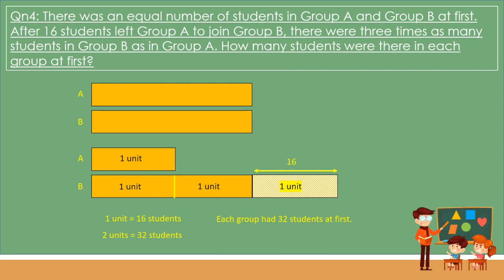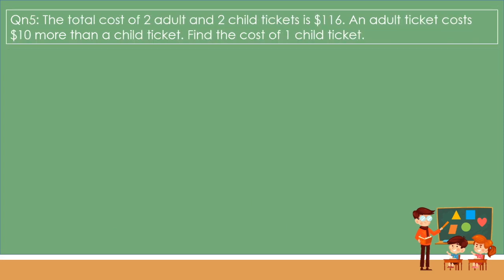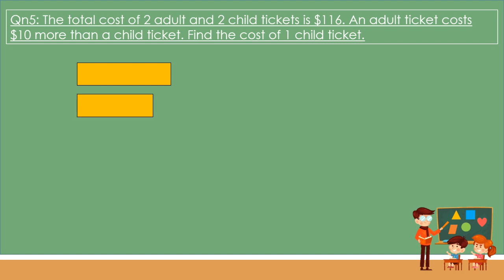Now we move on to question 5. Question 5. The total cost of 2 adult and 2 child tickets is $116. An adult ticket costs $10 more than a child ticket. Find the cost of one child ticket. So let's draw an adult ticket. Let's draw a child ticket. A child ticket is less by $10. So it would be less over here.